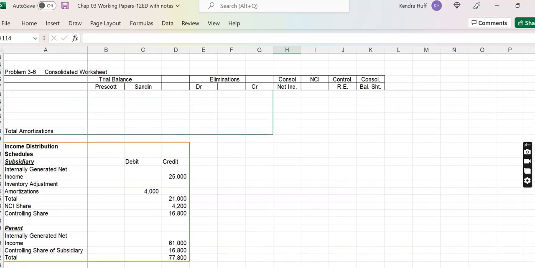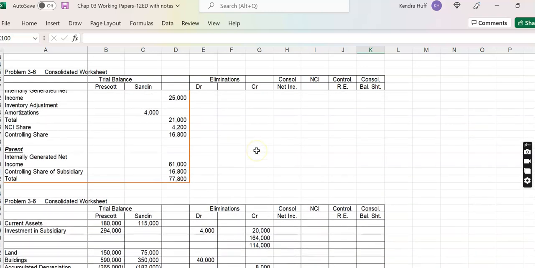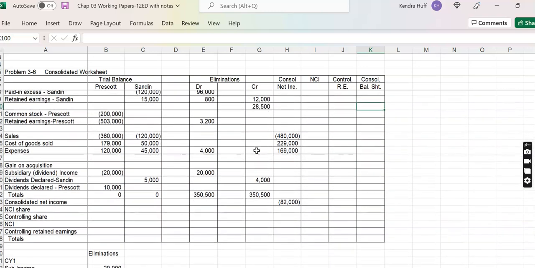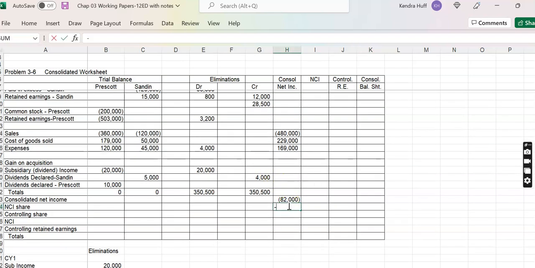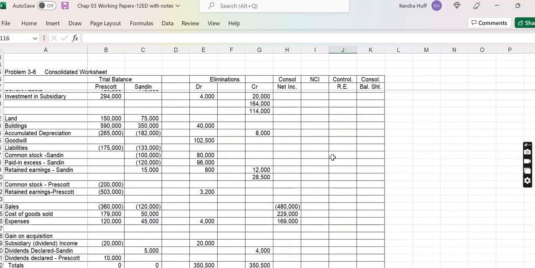And the split is up here. Gosh, what did I do? 4,277.8 is what it should be. Yep, okay. That goes to there. That goes to there. All right, the NCI.